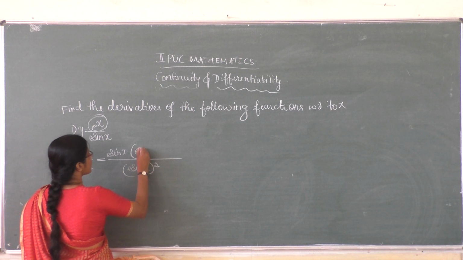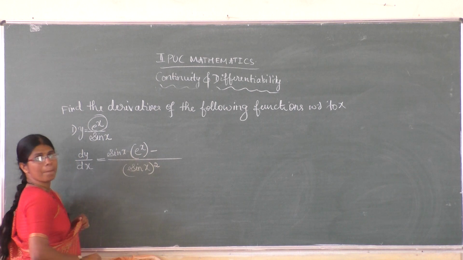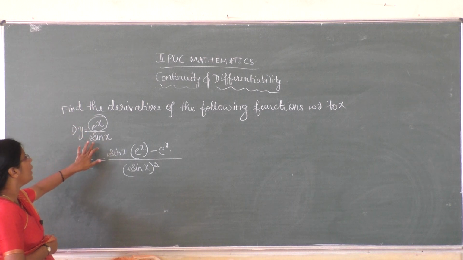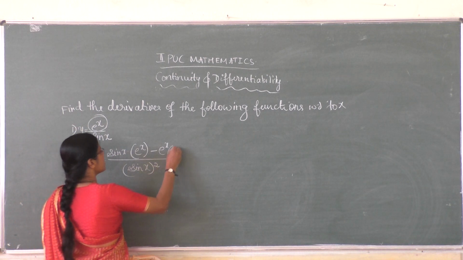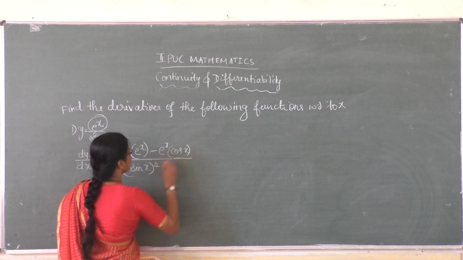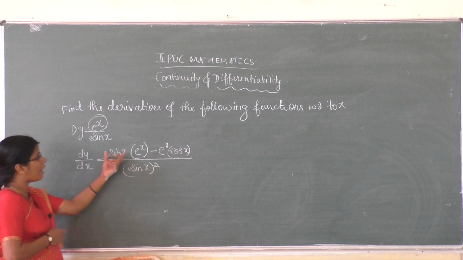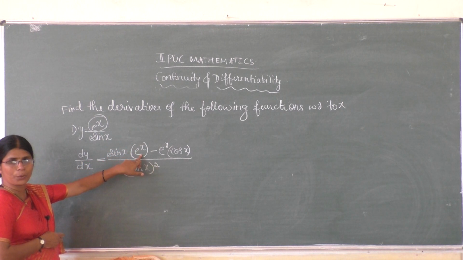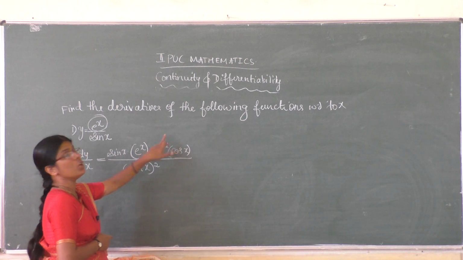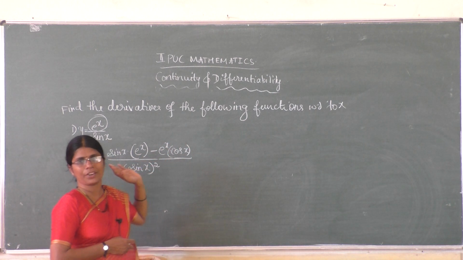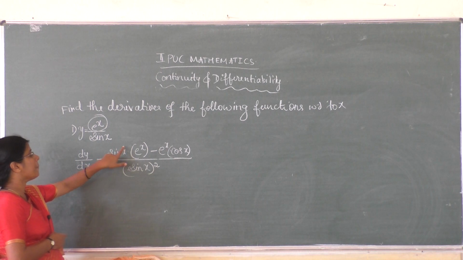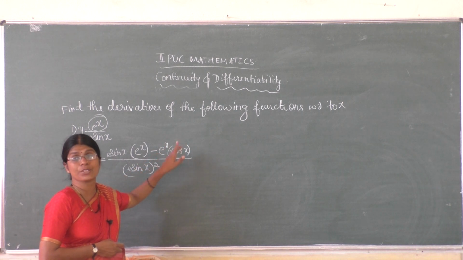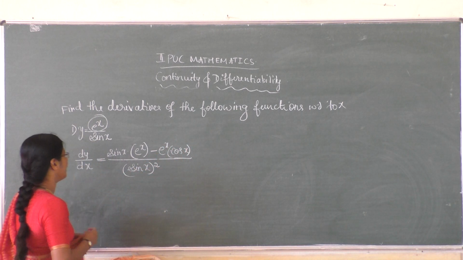Derivative of e to the power x is e to the power x itself, minus e to the power x, that is numerator, into derivative of sin x, that is cos x. Okay, cos x. If you have any confusion, what you have to do? Sin x into d by dx of e to the power x minus e to the power x into d by dx of cos x. You can write that. Okay, sin x into d by dx of e to the power x minus e to the power x into, sorry, here d by dx of sin x. That you have to write.